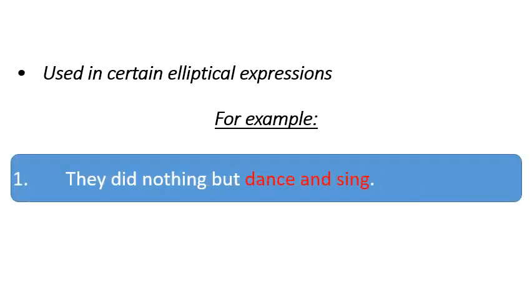It is used in certain elliptical expressions. Elliptical expression means it is a group of words with certain understood words omitted. Means we are omitting certain words which are understood to be there, but we are not writing them. To clarify it, let's see an example. They did nothing but dance and sing. So here we have omitted to and it is understood. That is why we have not written to here. So that is why it is called an elliptical expression, or the meaning of elliptical expression is a group of words with certain understood words omitted.